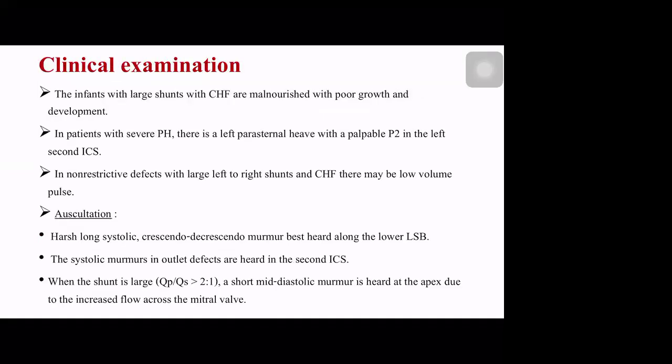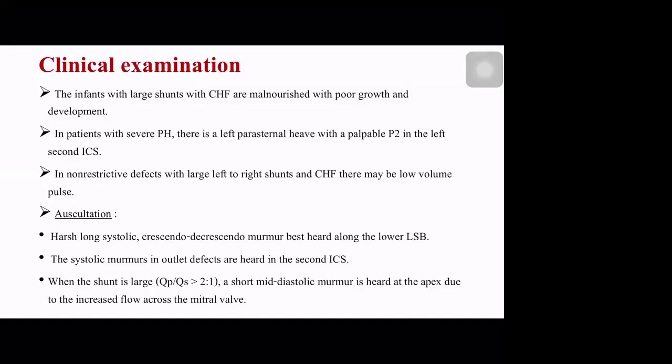What will you find in clinical examination? The significant ones are: number one, infants with large shunt, that is large VSD, will present with congestive heart failure, malnourishment with poor growth and development. In patients with severe pulmonary hypertension, there is a left parasternal heave with a palpable P2 in the left second intercostal space. In non-restrictive defect with large left-right shunt and congestive heart failure, there may be a low volume pulse.